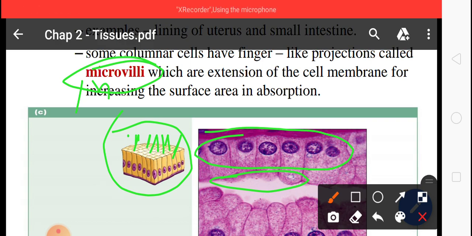Microvilli increase the absorptive surface. So I want to tell you where it is found. The location of the columnar epithelium is the pharynx, stomach, intestine, larynx and oviduct. As you know, this type of cell is found in the stomach also and in the intestine. As you know, in the small intestine there are finger-like projections which increase the rate of absorption. And it is also found in the sweat gland and the sebaceous gland.